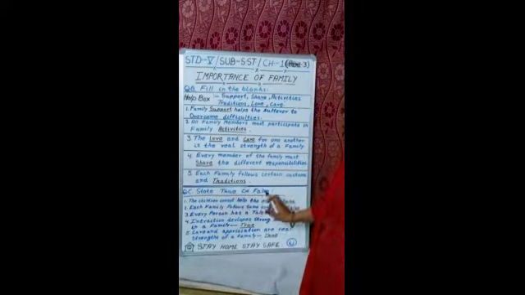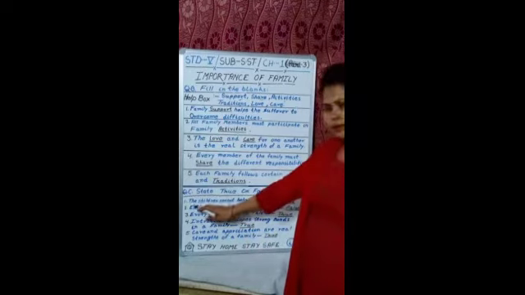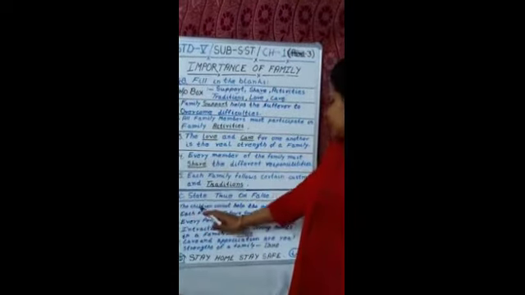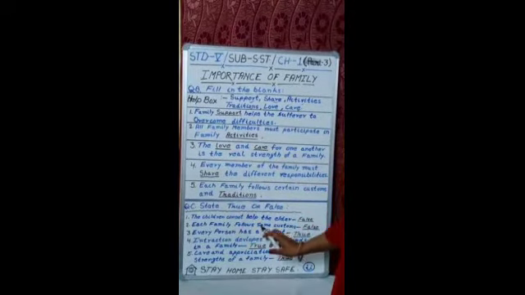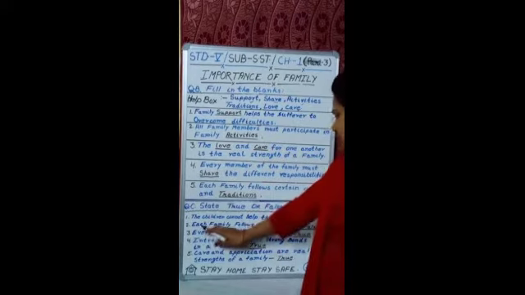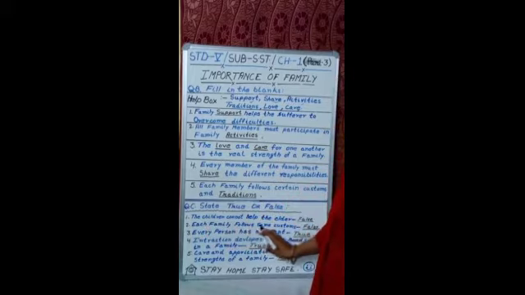State true or false. We have to find out whether the statement is true or false. Okay. Number one. The children cannot help the elders. Is that true or false? Obviously, we should help the elders, na? Right. So it is false. Second number. Each family follows the same custom. No, it is wrong. Each family follows different customs. So it is false.